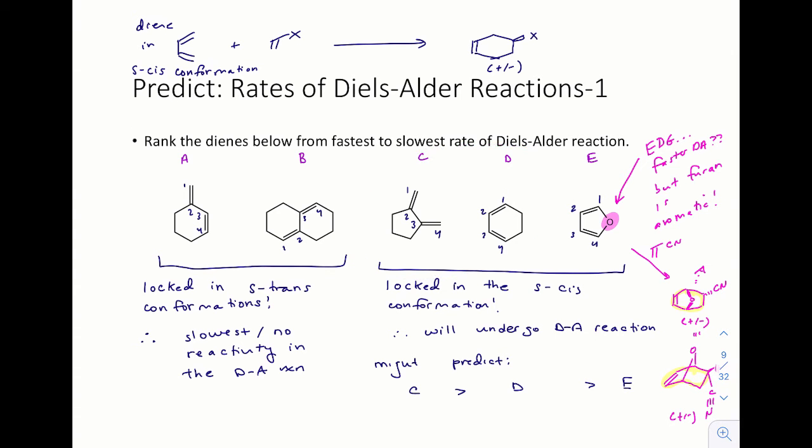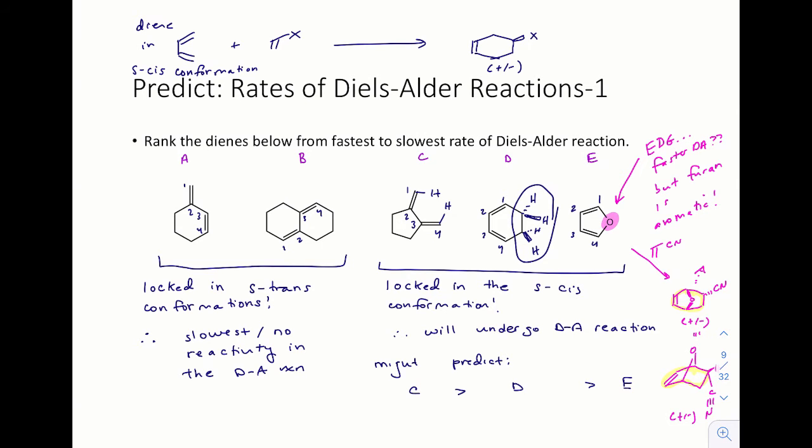For D versus C, we can just think about the groups on the ends of the diene. So for C, there are these hydrogen atoms, whereas for D, there are CH2 groups. And you can imagine for the CH2 groups, when a dienophile approaches from either the top or bottom face of this molecule, it will encounter those CH2 groups.